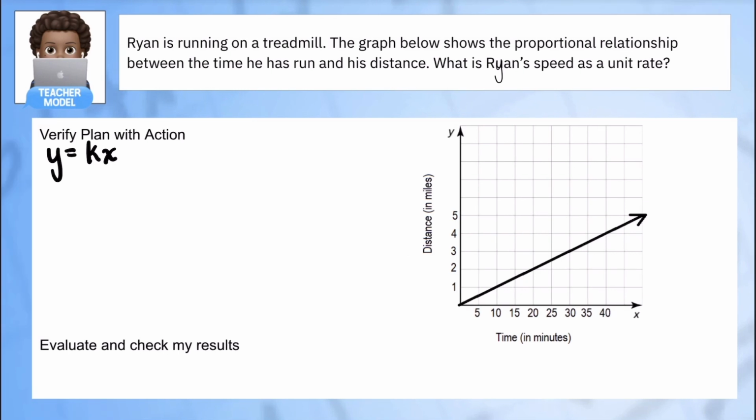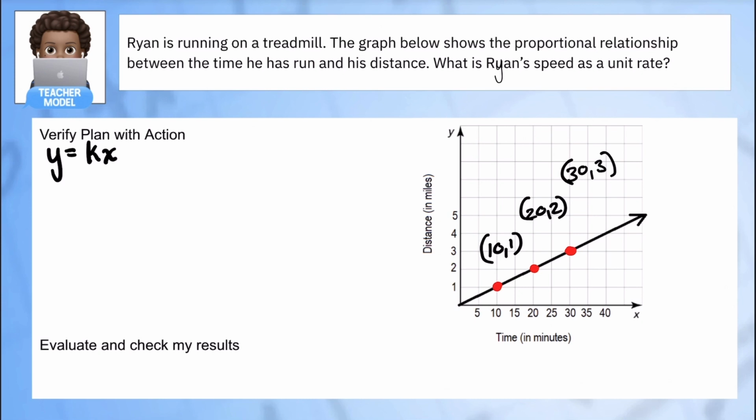So I've already written our equation for y equals kx, and what I'm going to do is let's just look at our graph and identify some coordinates. And I'm looking for coordinates that are pretty easy to just recognize and see. And we have (10, 1), (20, 2), and we're going to use (30, 3). So I can use any of those points on the line for this. So I'm going to start with the easiest one, the first one, (10, 1), and I'm just going to substitute it right into y equals kx.